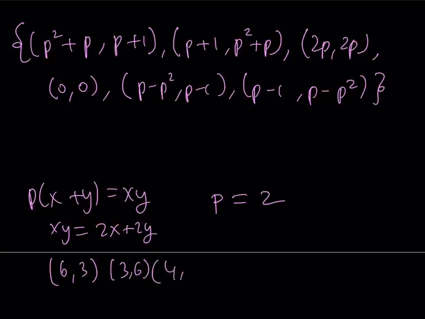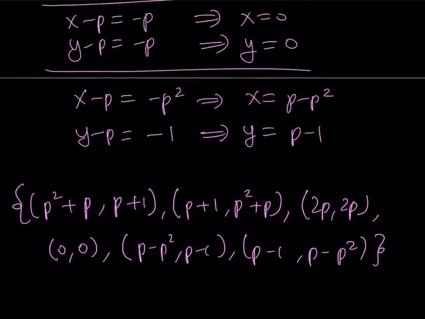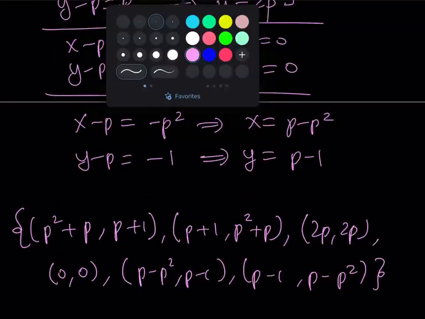Then you can talk about (4, 4). You can talk about (0, 0), and so on and so forth. So all these are going to be valid solutions. p minus p squared is going to be, by the way, 2 minus 4, which is going to be negative 2. p minus 1 is going to be 1. And if you switch around, you're going to get (1, negative 2). So for this particular case, we get these solutions. One of the interesting things about solving an equation like this one in general is we can basically replace p with anything we want.